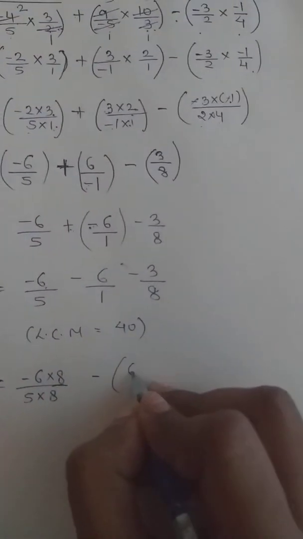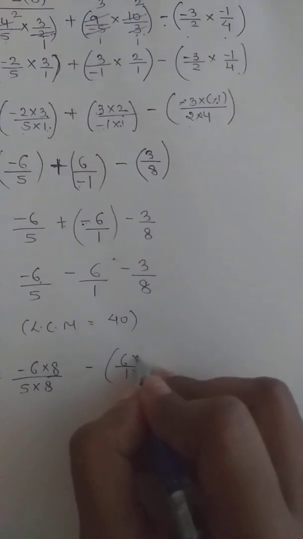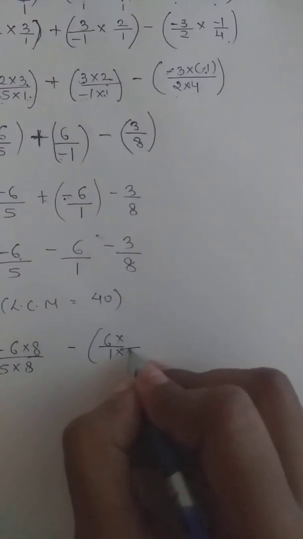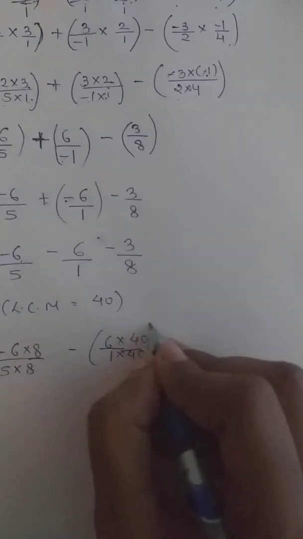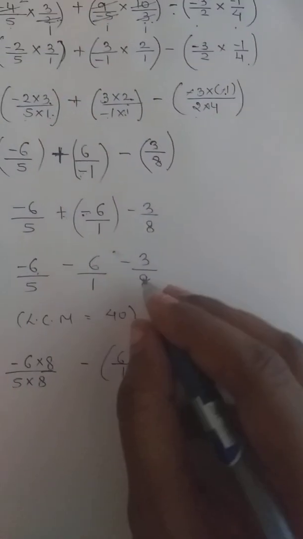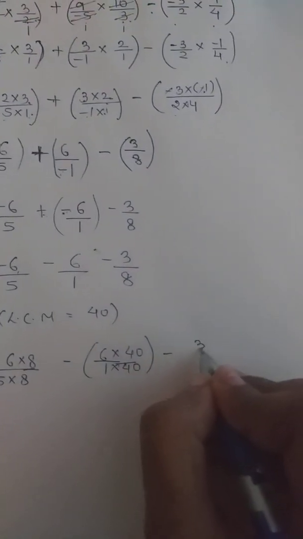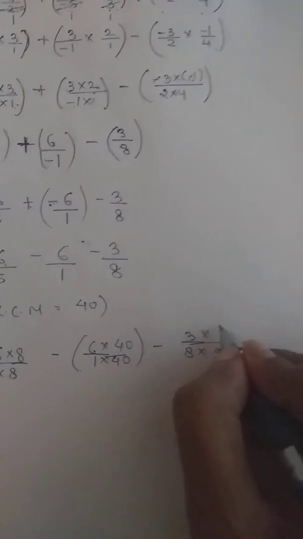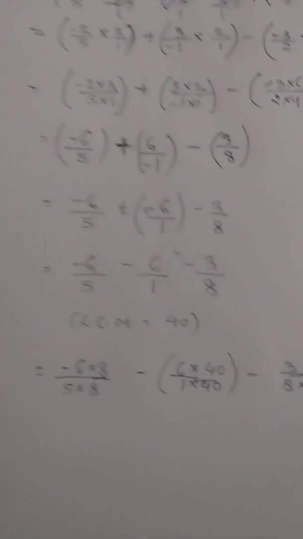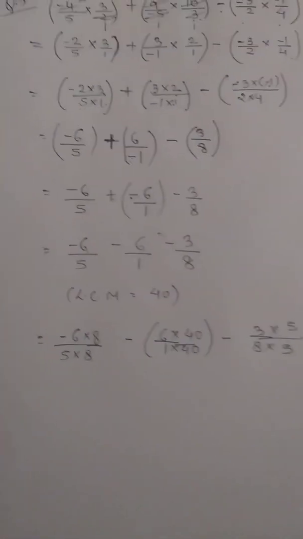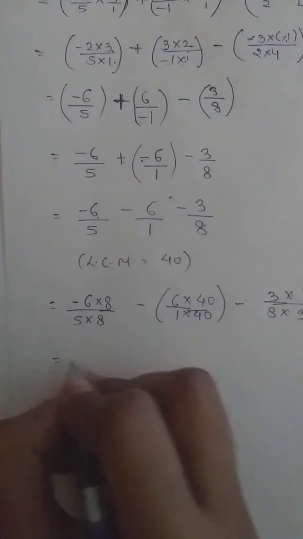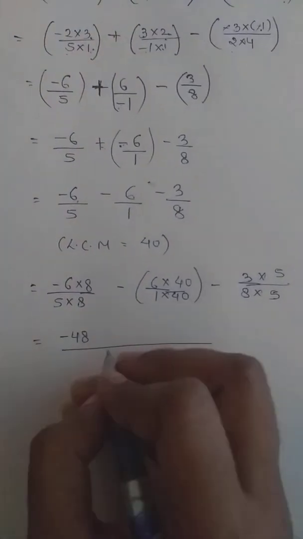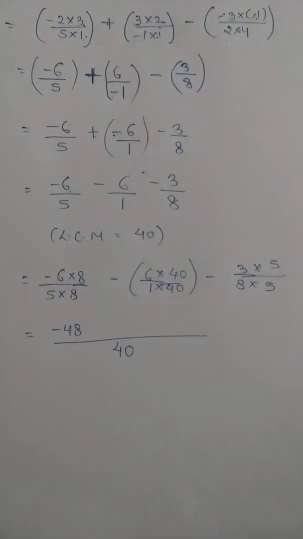Then minus 6 by 1. What should I multiply by 1 to get 40? So the number will remain the same, 40 in the numerator. Then 3 by 8. What should I multiply by 8 to get 40? 5. So numerator 5, denominator as well as numerator. Now the next, 6 8s are 48, so the denominator will come the same.